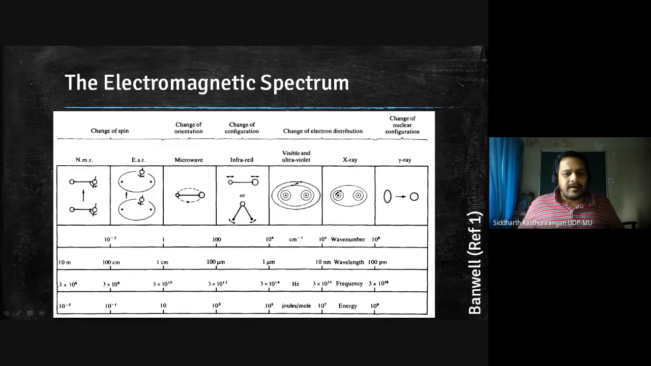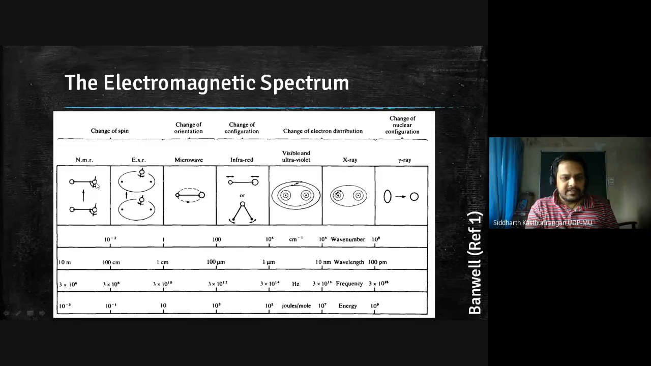Just by way of introduction, this is what the electromagnetic spectrum looks like, in the context of what type of change is happening in a particular molecule. Okay. So here the example of a diatomic molecule is taken. We can start with the nucleus and the nuclear spin. And when you apply an external magnetic field, what happens to the nuclear spin?